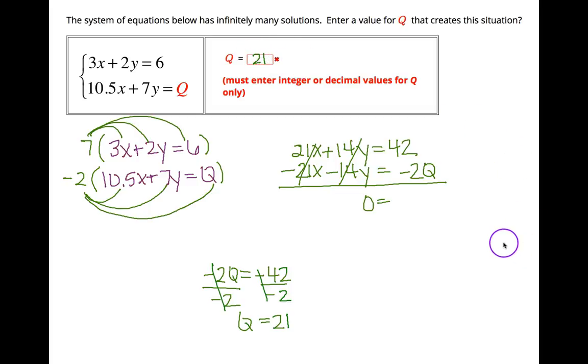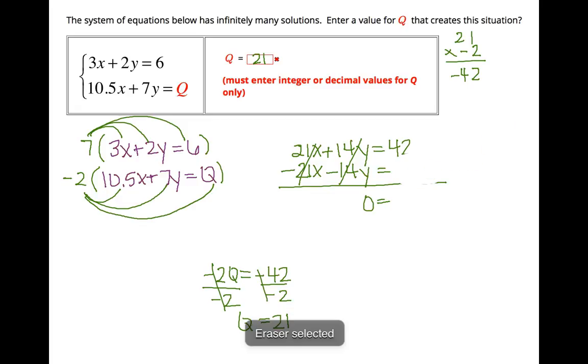But real quick, let me just check that out. If I do a negative 2 times a 21, that's going to be 2, that's going to be 4, and this is going to be negative 42. So real quick, if I replace this with a negative 42, would it work? Well, let's see, 42 minus 42 is 0. There you go. This would lead to infinitely many solutions. So for sure, Q is going to have to be 21.